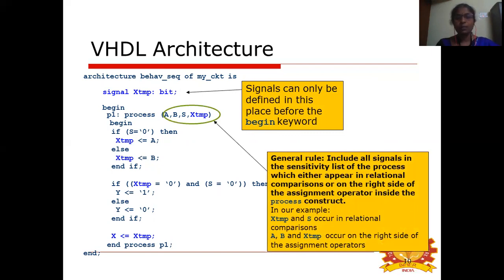The general rule says it includes all signals in the sensitivity list of the process, whether either appear in relational comparison or on the right side of the assignment operator inside the process construct. In our example, xtemp and S occur in relational comparison. A, B and xtemp occur on the right side of the assignment operators.